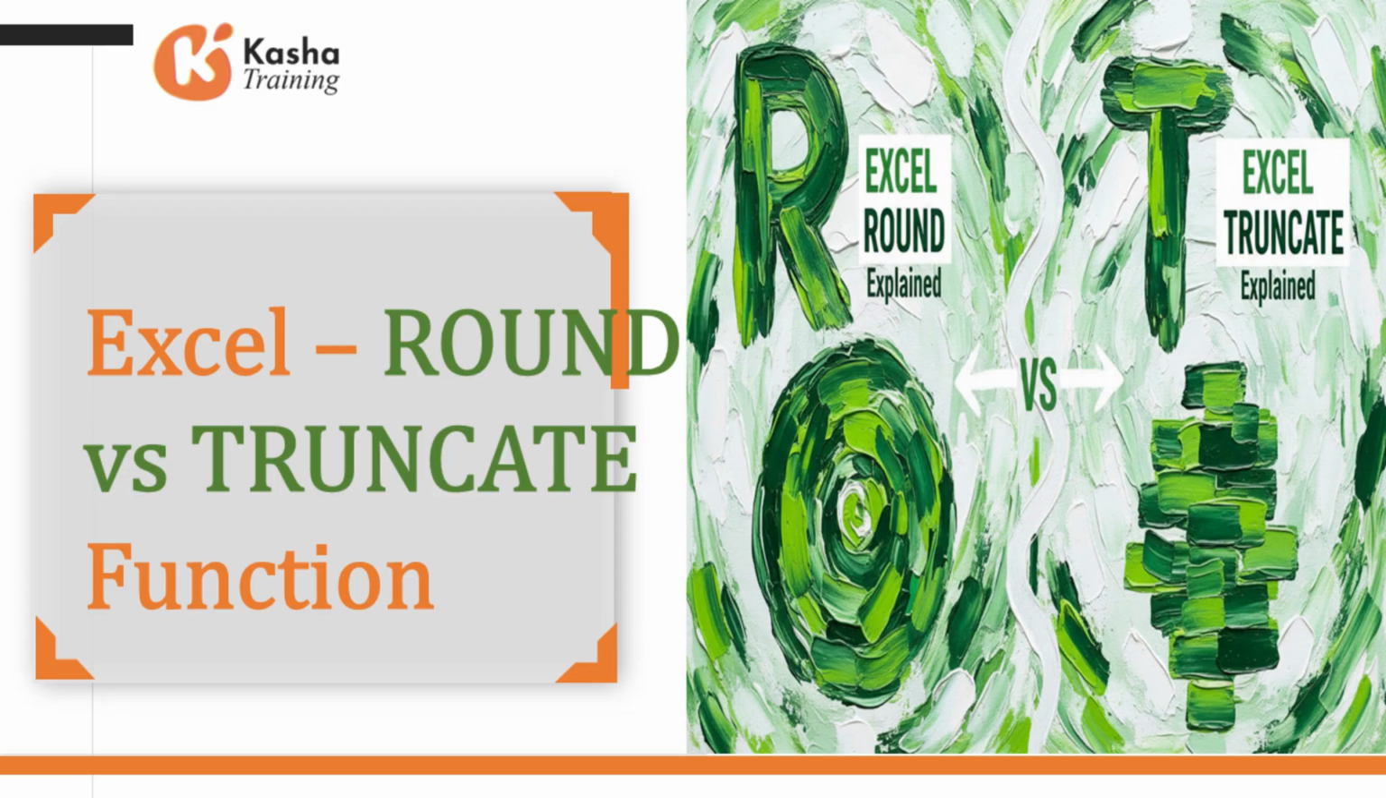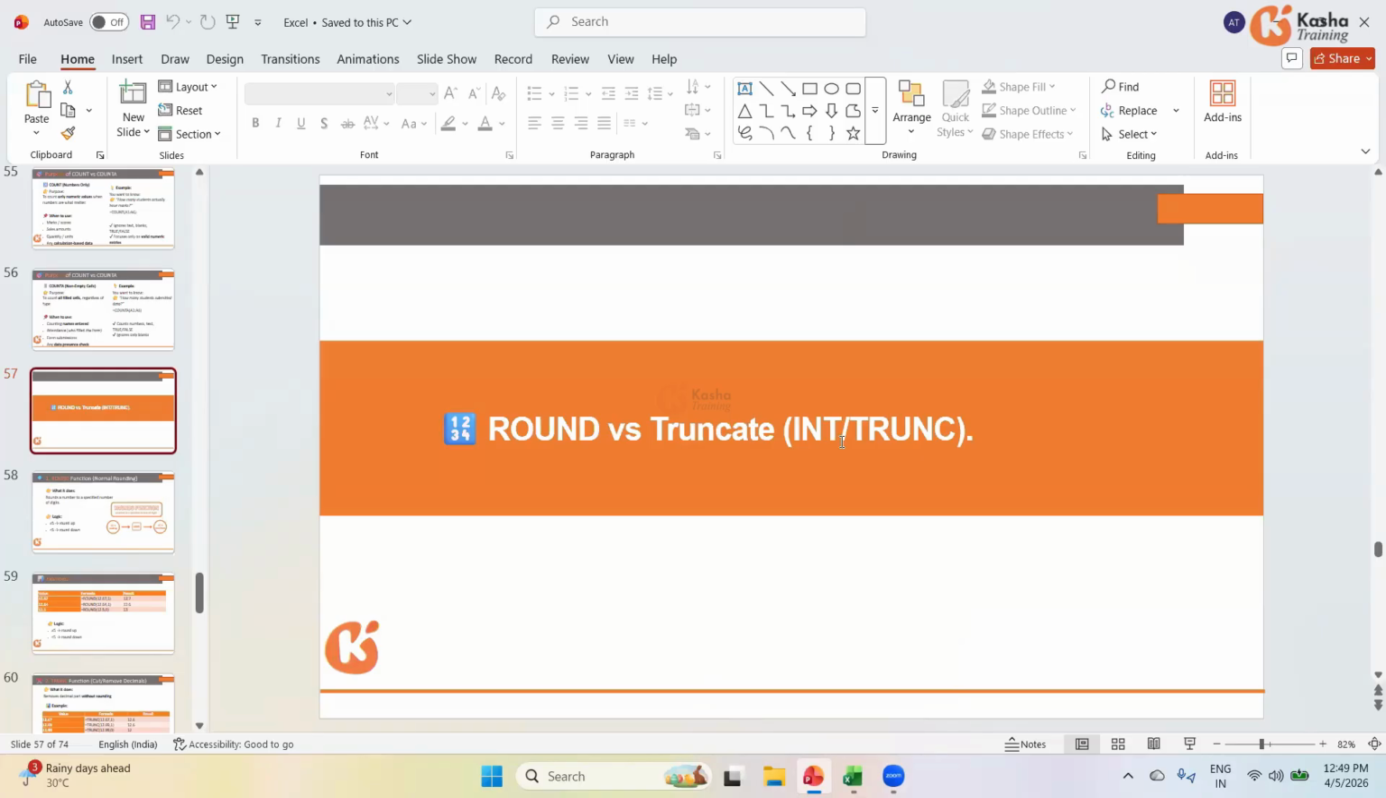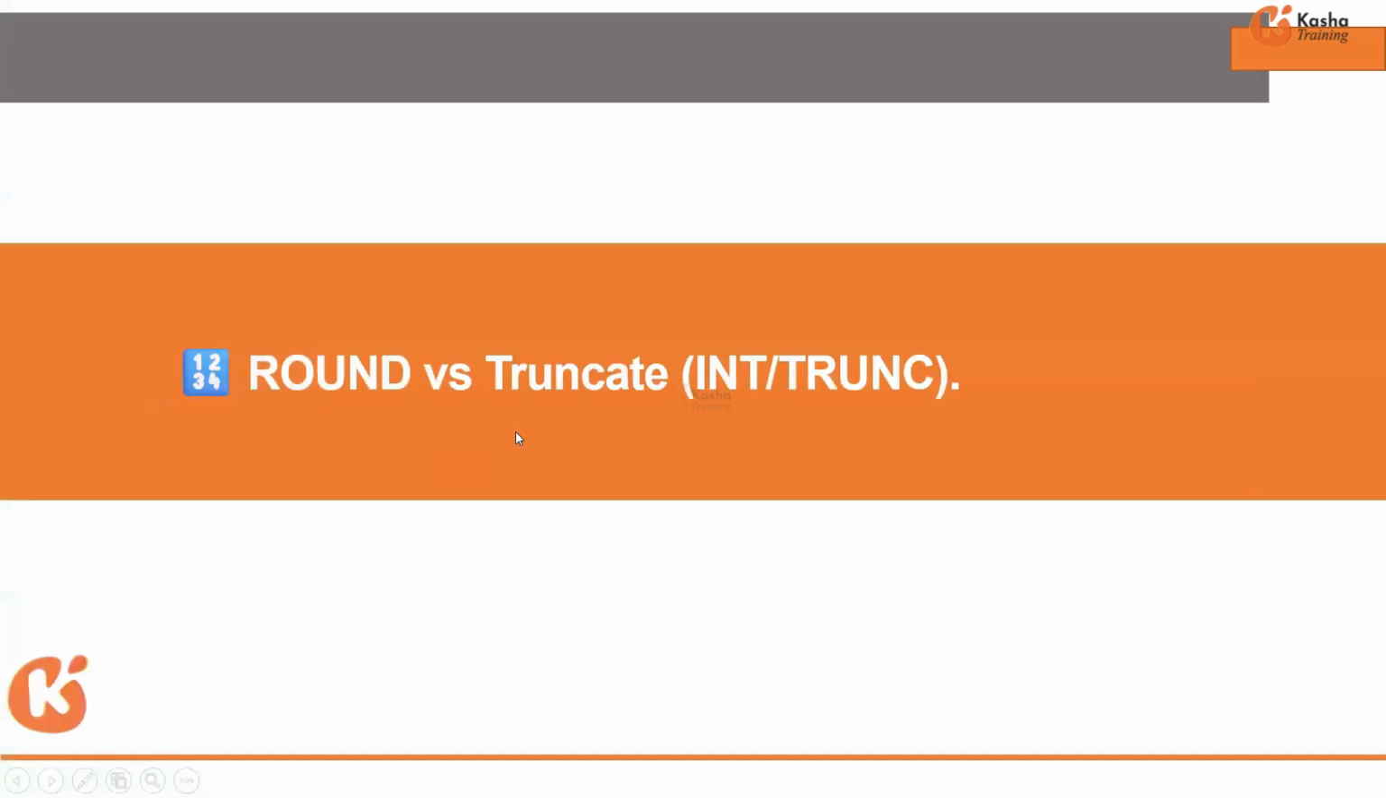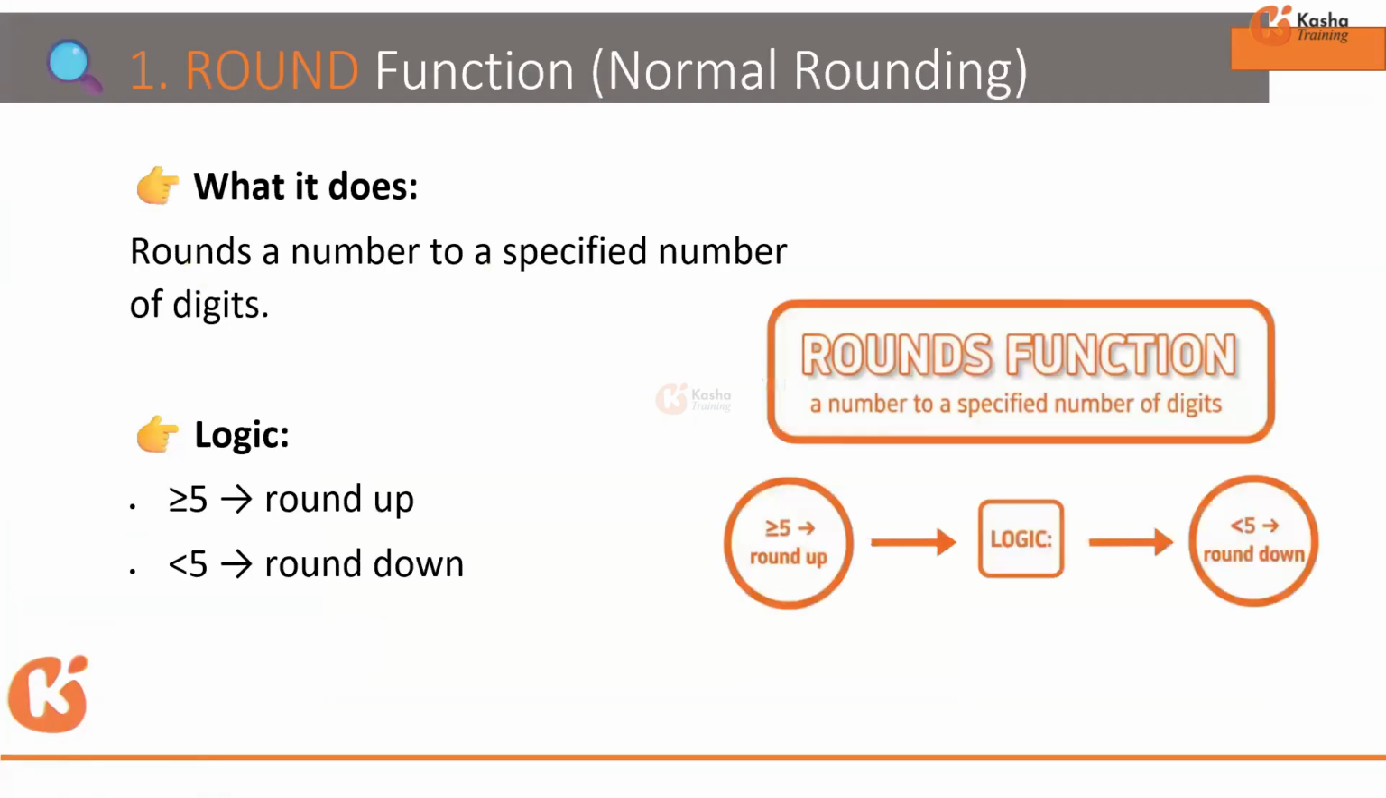Hi, team. Let's start the Excel series for today. In today's session, we're going to discuss what is round and truncate. Let's see the basic difference between round and truncate. Round is nothing, it just rounds your number to a specific digit. That is what round is.